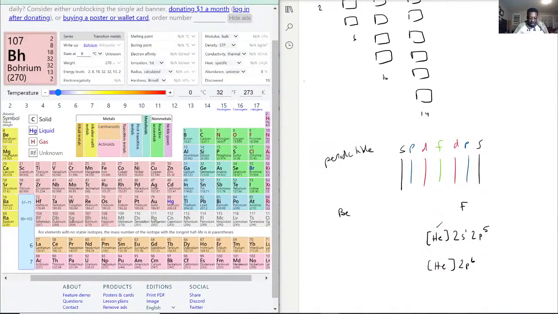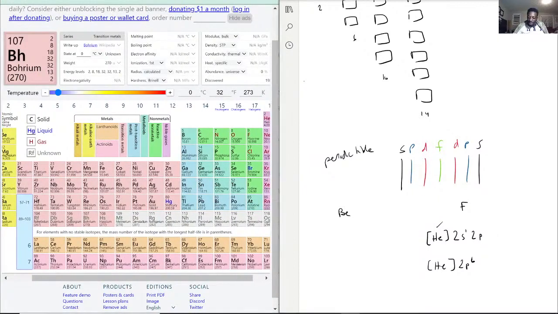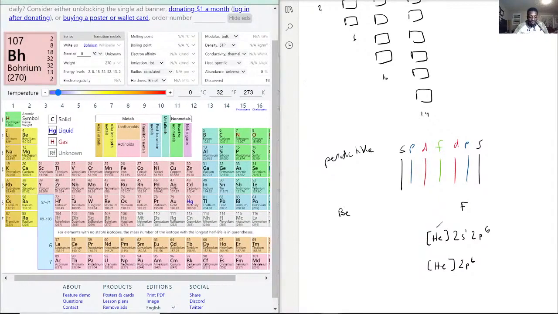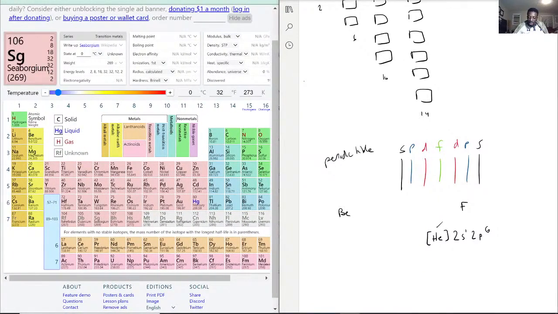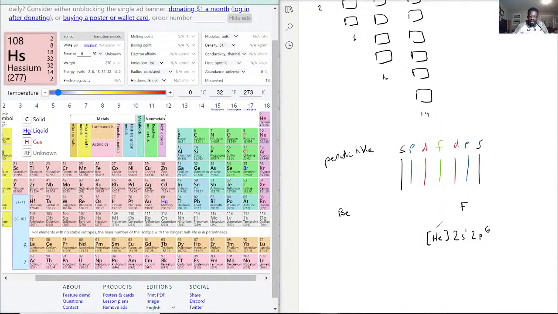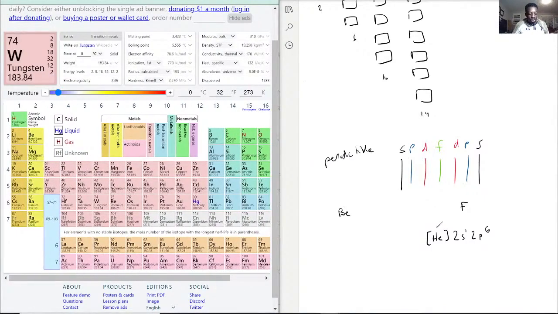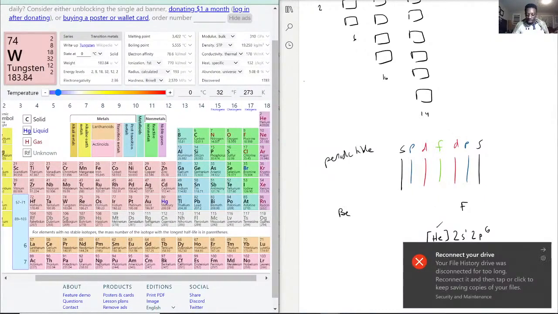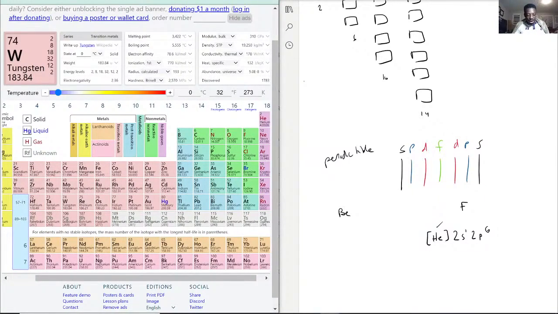Actually, let me double check here. No, sorry, I miscounted. It actually is already full. So this would be fluorine. If it was oxygen, that's what would happen there. But I miscounted, so just to make sure, beryllium is 1, boron is 2, carbon is 3, nitrogen is 4, oxygen is 5, fluorine is 6. So this right here will be the electron configuration for fluorine. That's how you'd write it.